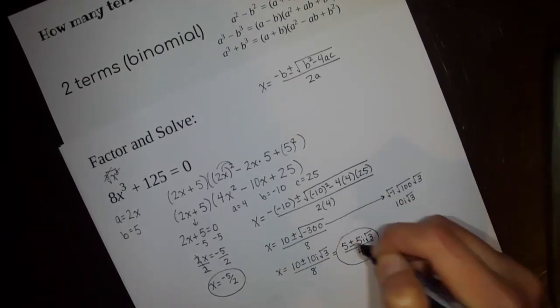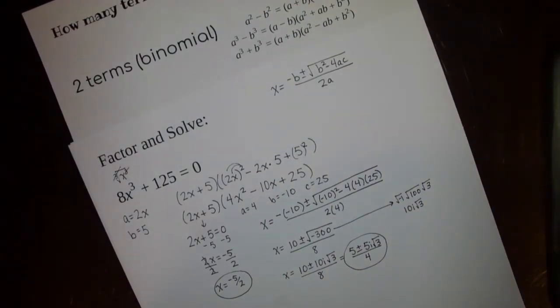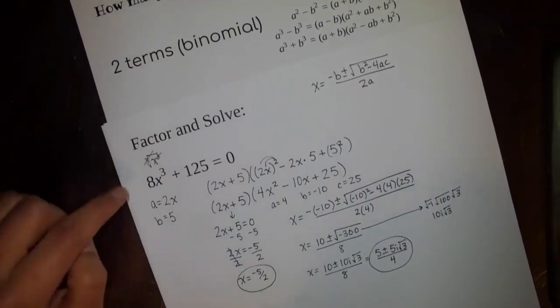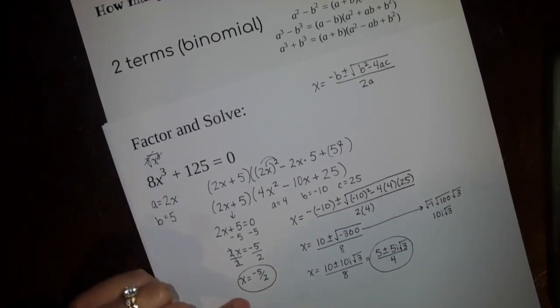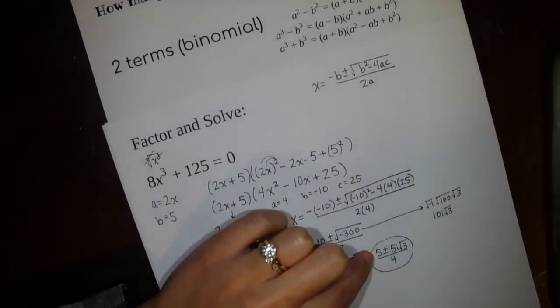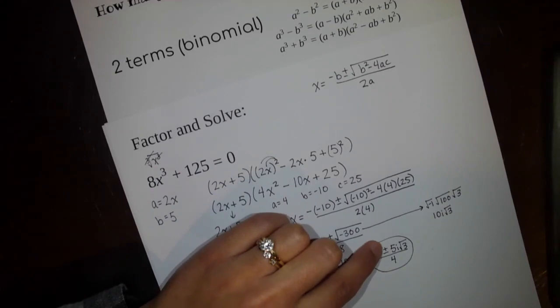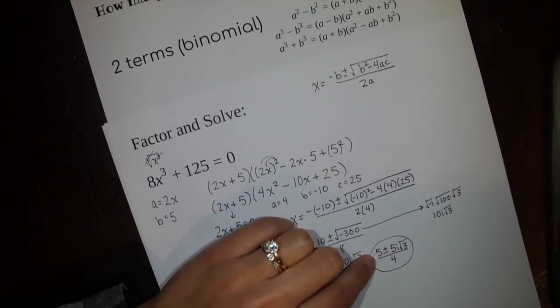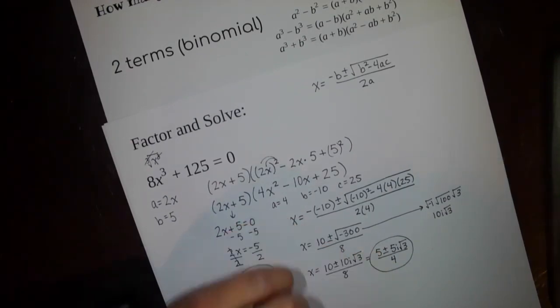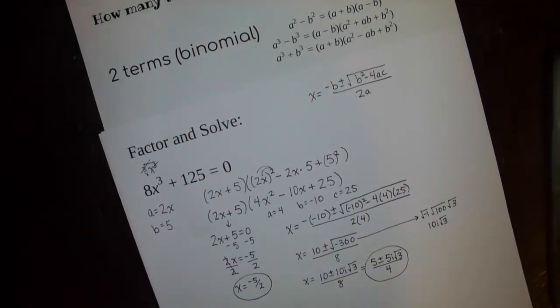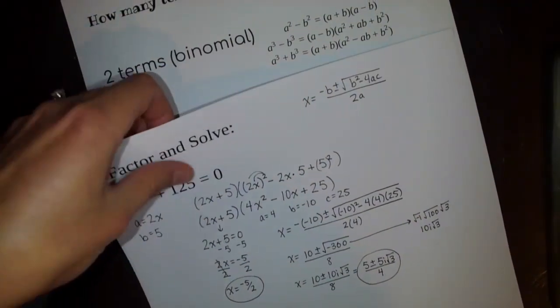And there's my answer. For the solving, you look at your original problem. The highest exponent is how many answers you should have. I should have 3, here's 1, and then this counts as 2 because we have plus or minus. So this could be either 5 plus 5i root 3 over 4 and 5 minus 5i root 3 over 4. Okay, so that's factoring and solving with our perfect cubes.